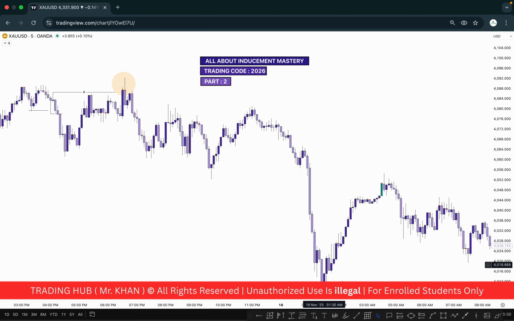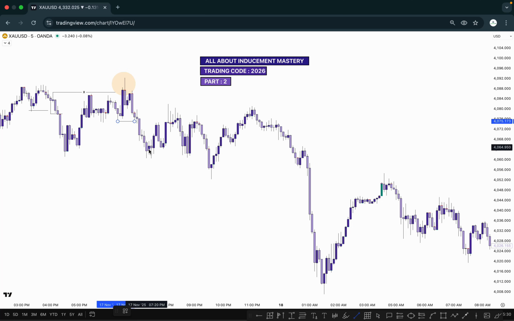Again, what happened here? The market is trying to push downside, creating lower lows here. What are we expecting? We are expecting that the market should break this low here. So where is the inducement? The simple thing is that if market momentum is bearish, the market should break the recent high here. Which one is that? It means this high is our valid inducement. We can consider this one a valid inducement right here.